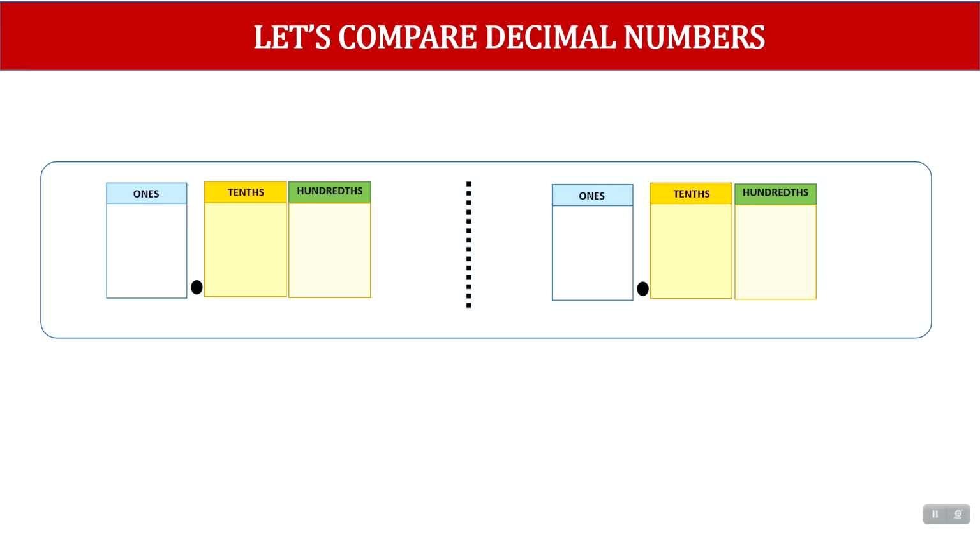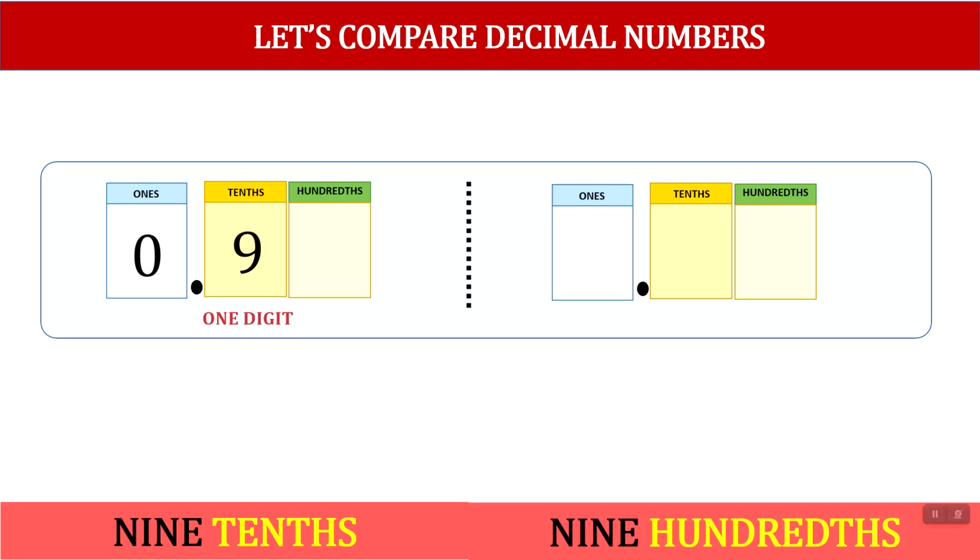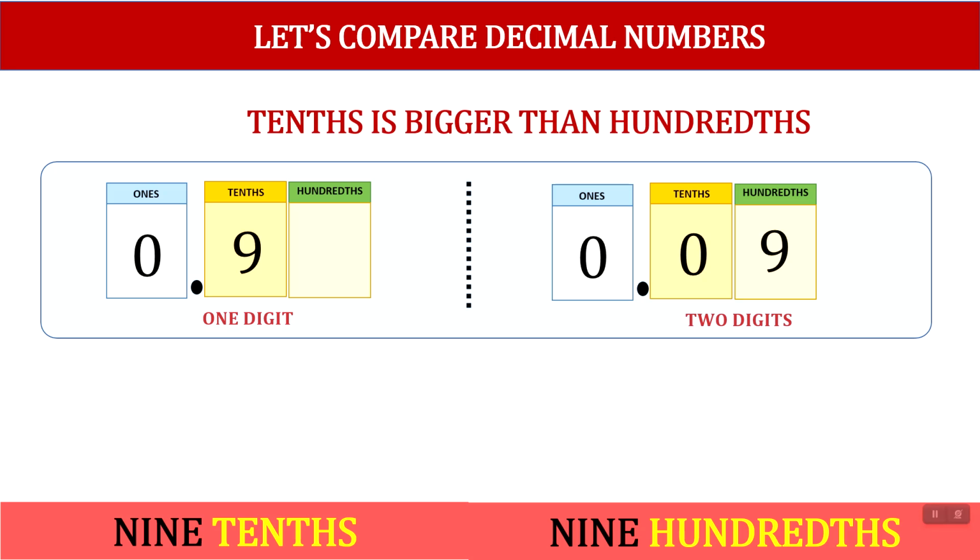Let's look at two more decimal numbers. 9 tenths we represent with 0.9. It occupies one digit after the decimal point. 9 hundredths is 0.09. Two digits are occupied when we talk about hundredths after the decimal point. Tenths is bigger than hundredths. The value of the number in the tenths column is bigger than the value of the number in the hundredths column. 9 tenths is bigger than 9 hundredths.